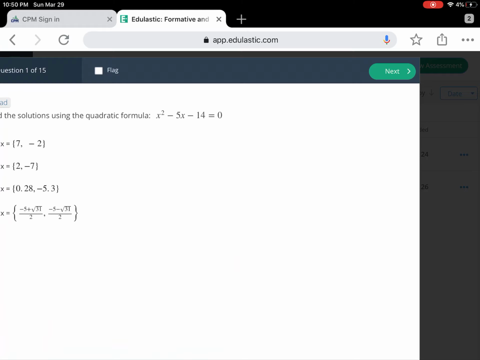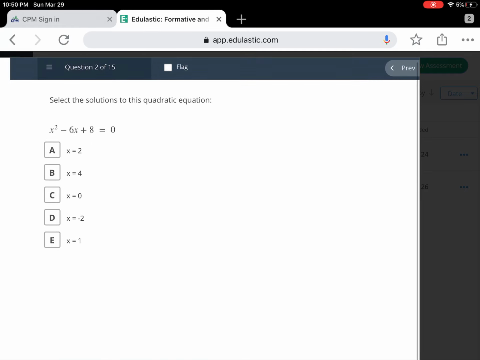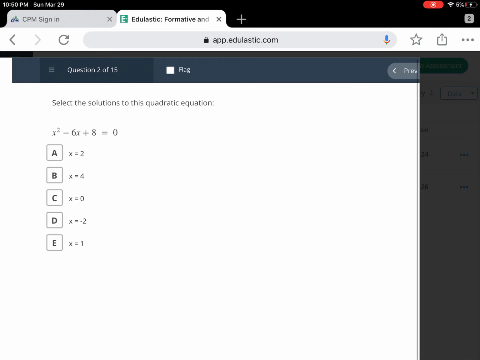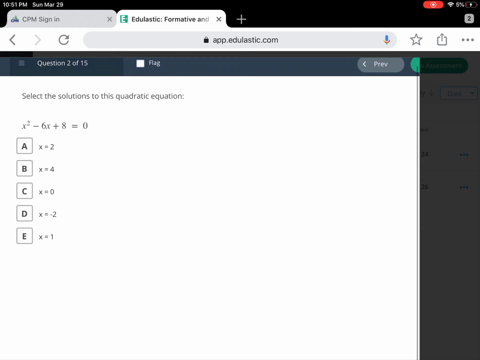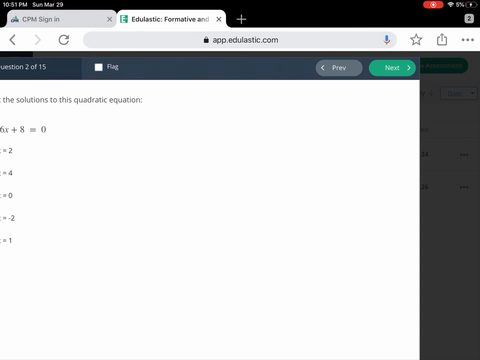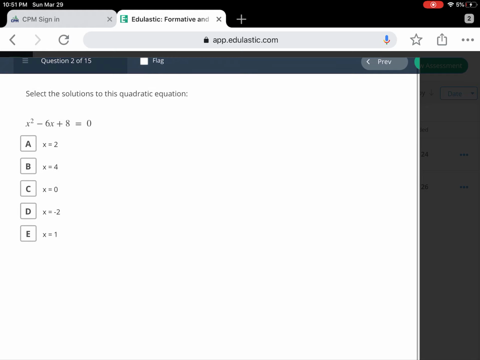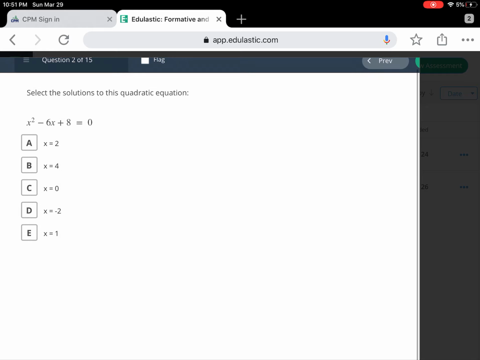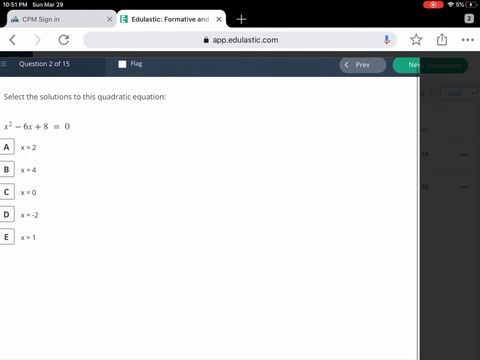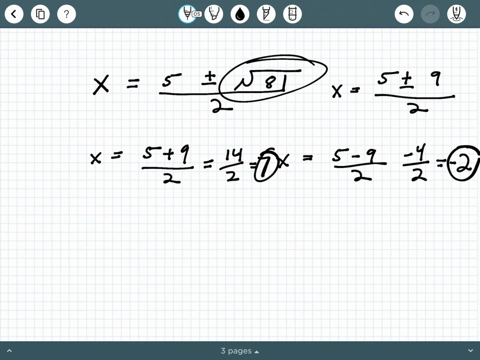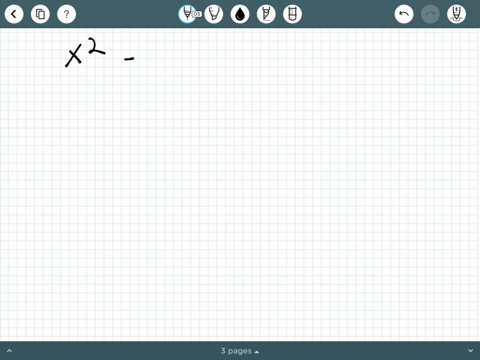All right, our next problem told us to select the solutions to this quadratic equation. Again, those solutions are like the x-intercepts, because that 0 is where y would be, indicating we're on the x-axis, finding x-intercepts. To get our solutions, let's take the quadratic x squared minus 6x plus 8 equal to 0. Our first step should be factoring to see if we can get actual factors and solve from there.